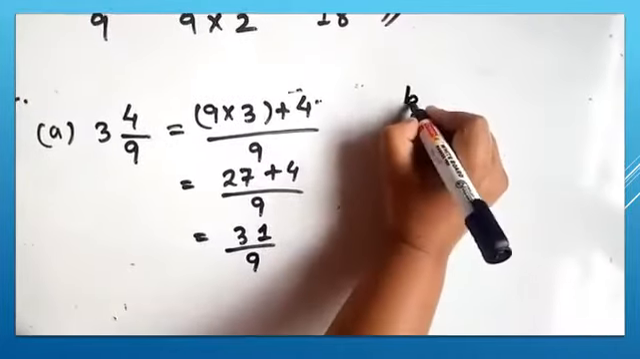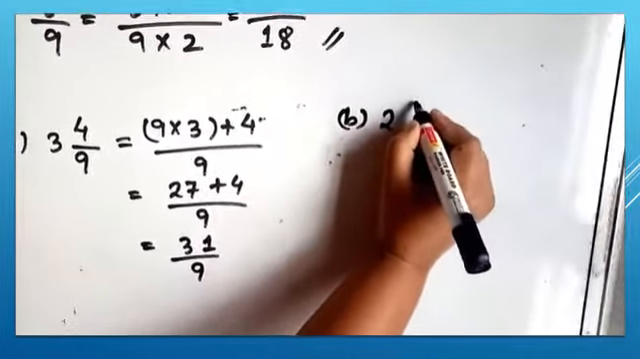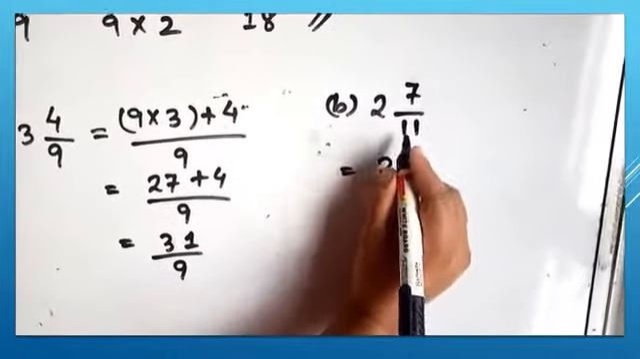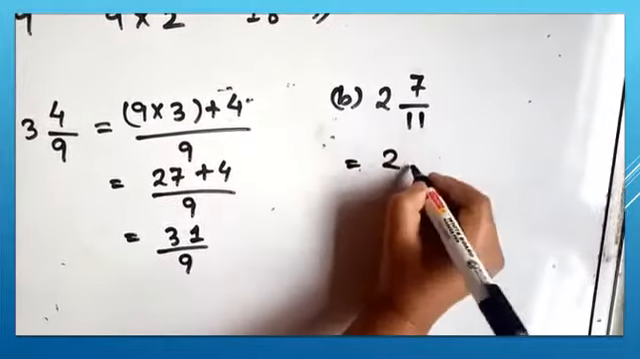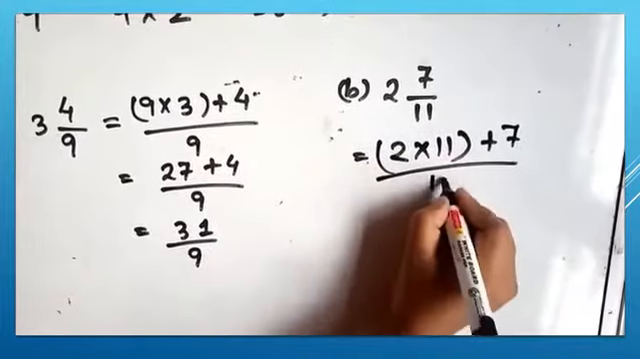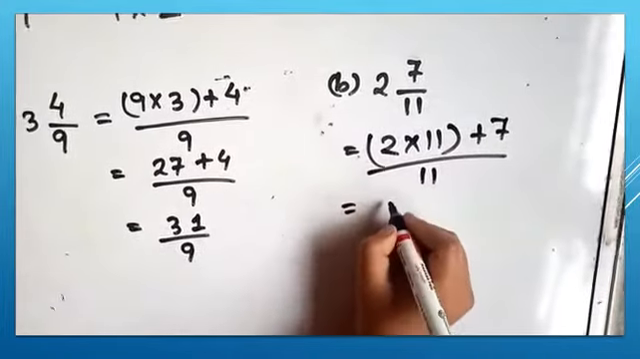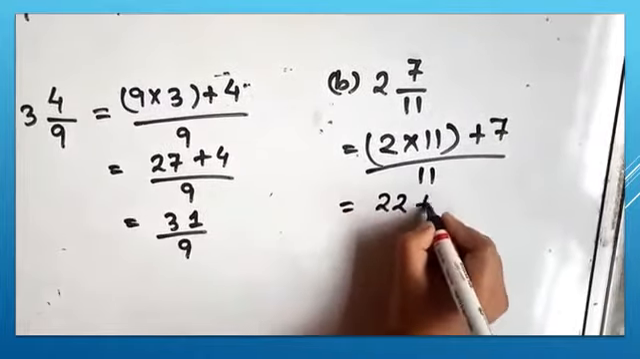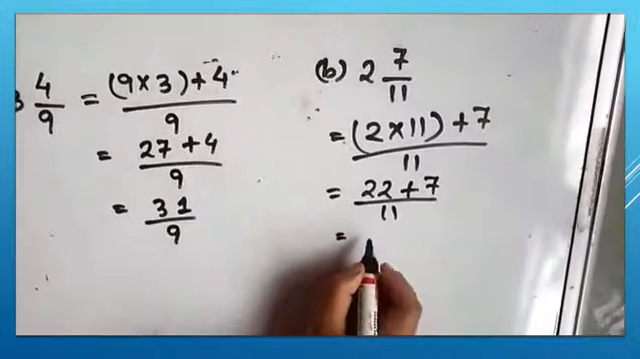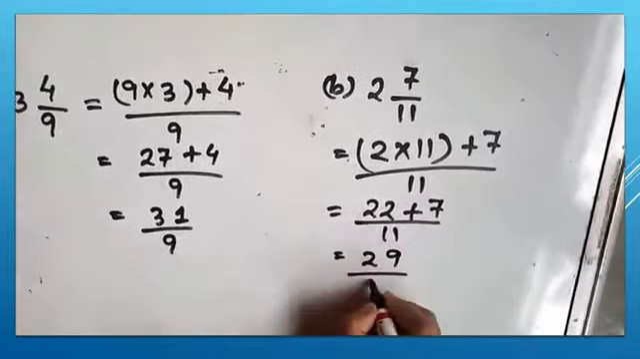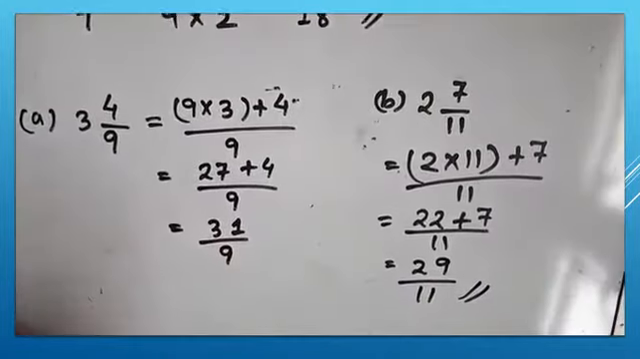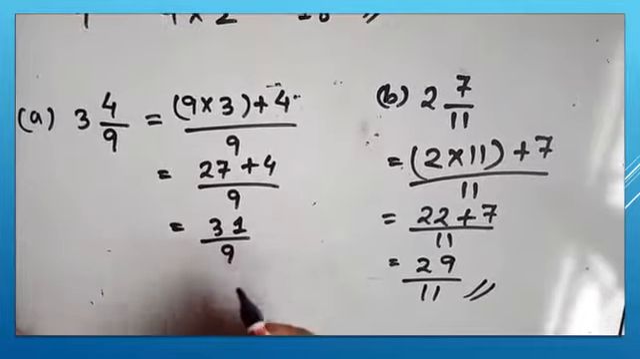Now let us solve B. 2 whole 7 by 11. Now you have to multiply 2 into 11 plus 7, divided by 11. 2 multiplied by 11 is 22 plus 7. Now you add these two numbers, you get 29. So we have converted this mixed fraction into an improper fraction.